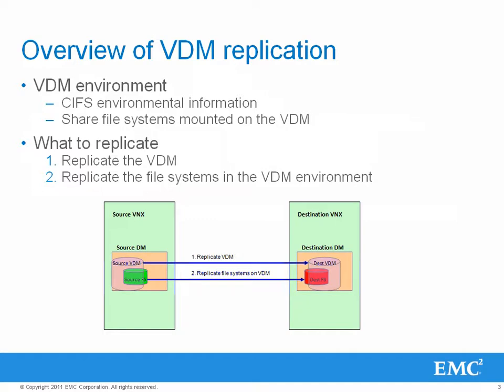In order to replicate a VDM environment, first the VDM must be replicated. The destination VDM requires up-to-date information about the environment for it to share its file system should it become online if a disaster event happens at the source site. After the VDM is replicated, file systems in the VDM environment can then be replicated in their own replication sessions. Referring to the figure below, the VDM on the source VNX needs to be first replicated to the destination VNX before replicating the file systems mounted on the source VDM.